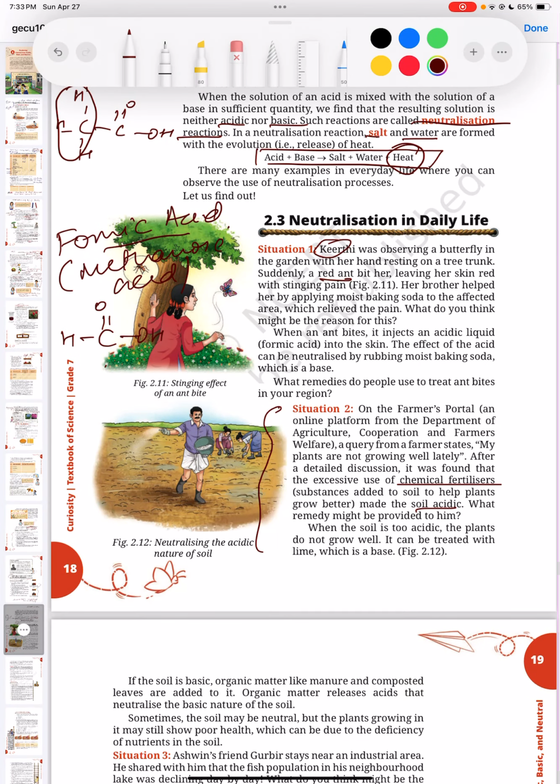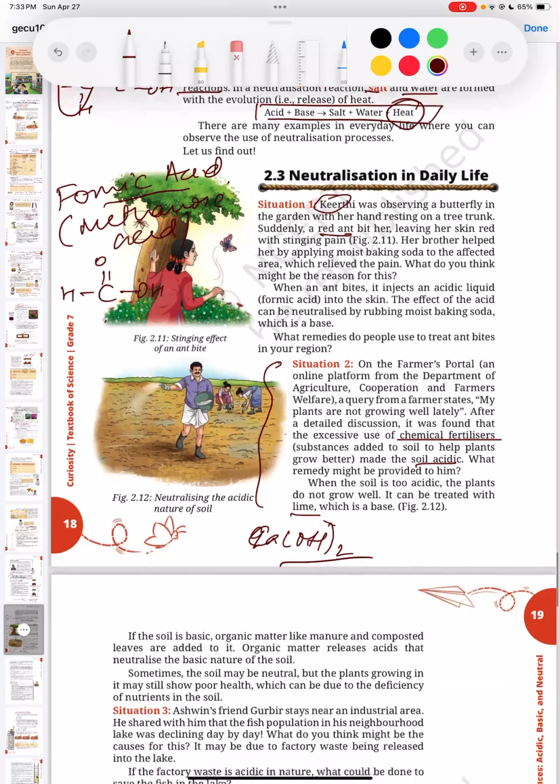So it could be, for example, spraying or powdering with lime, right? If you remember, lime was nothing but quicklime, the white powder, right? So you can just spread it on the soil. Now what will happen is that the moisture in the soil will dissolve it and will produce calcium hydroxide, and that calcium hydroxide will then neutralize the acidity caused by excessive use of fertilizers.